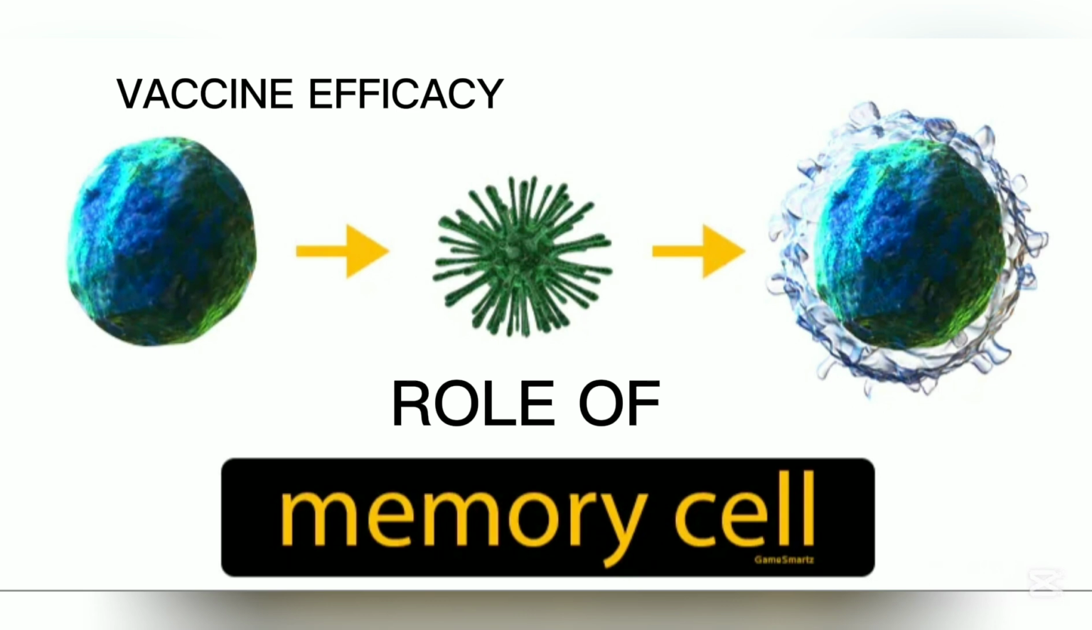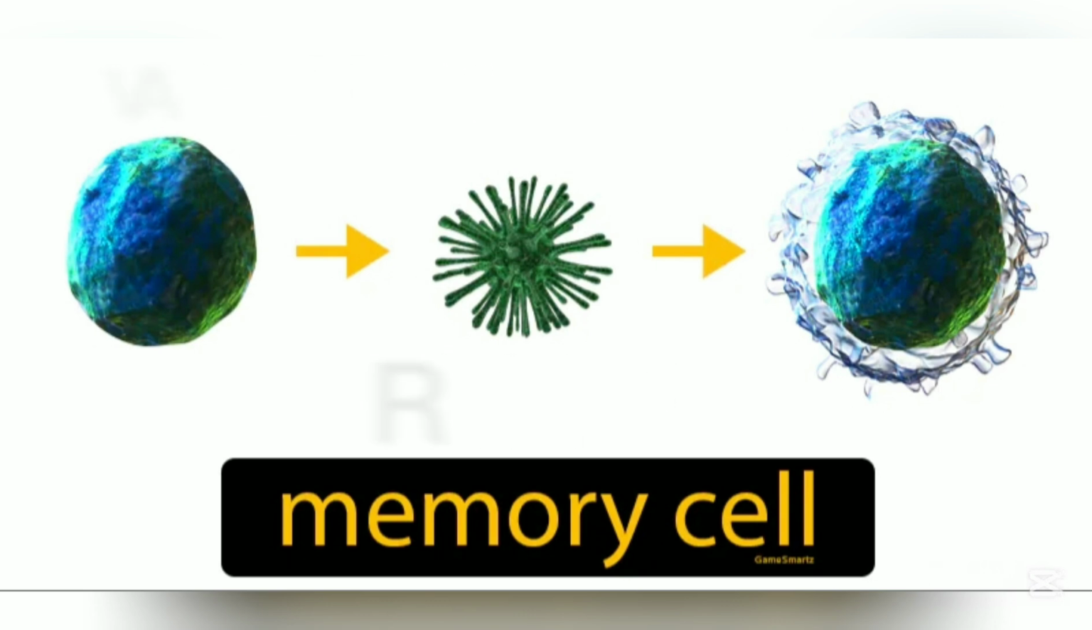The roles of memory cells are rapid and strong response to reinfection, because the memory cells enable B cells to quickly recognize the antigen and produce large amounts of antibodies to neutralize the pathogens that have entered the body. Then another role of memory cells is long-term protection. Once memory cells are formed after vaccination, they can persist in the body for years or even a lifetime, depending on the vaccine. Memory cells enable the immune system to mount a rapid and efficient defense when re-exposed to the particular pathogen.